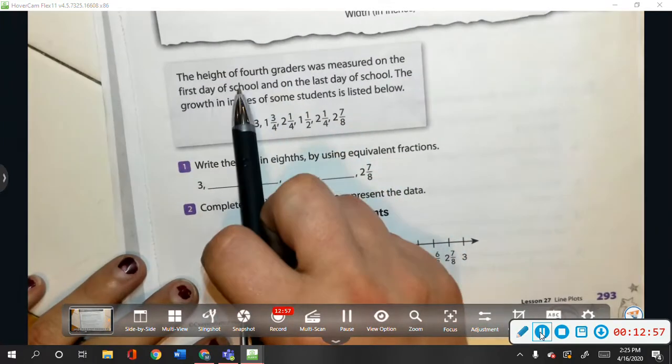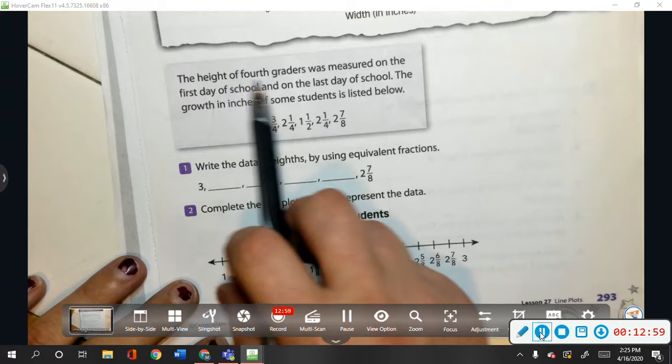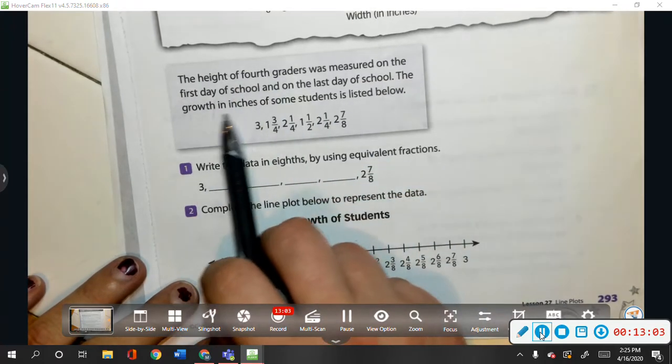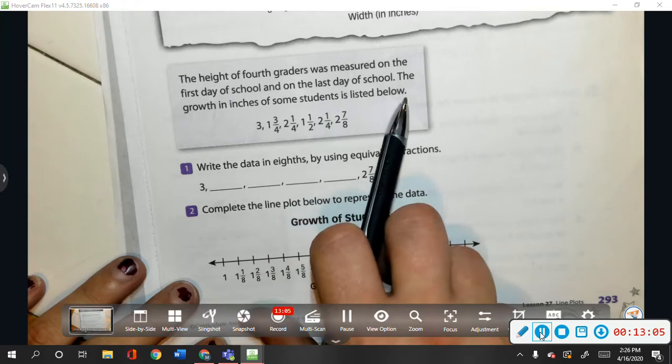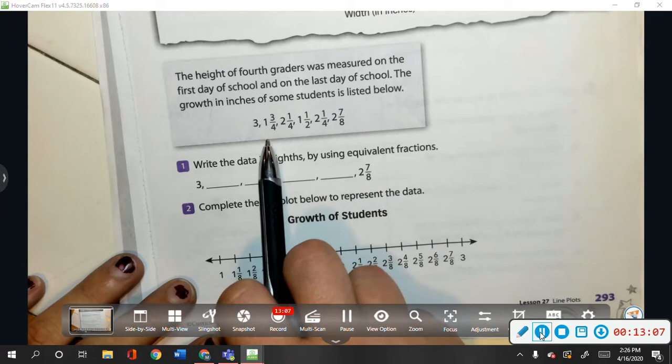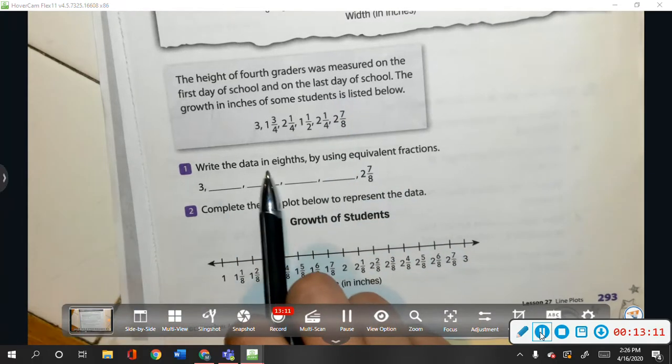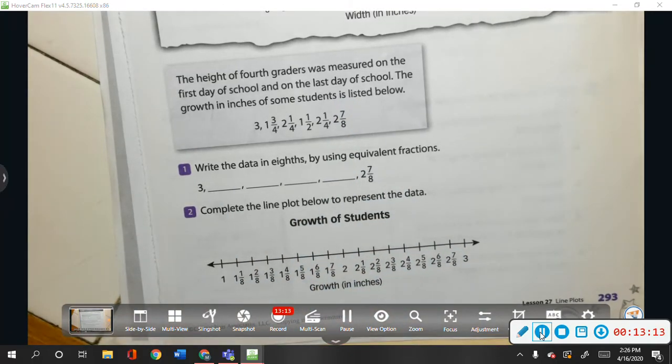Down here, though, we have the height of 4th graders was measured on the first day of school and on the last day of school. The growth in inches of some students is listed below. Here we go. We're looking at fourths, halves, and eighths. It says, write the data in eighths using the equivalent fractions.